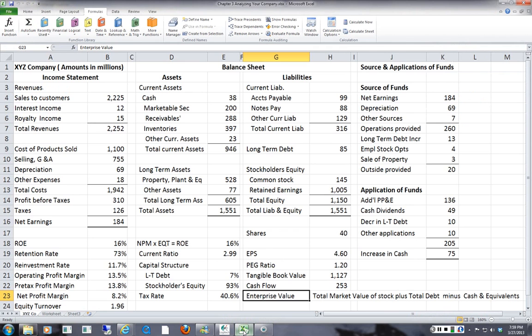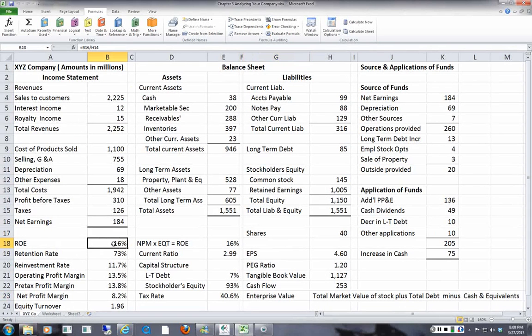As I told you in my previous video, I got a worksheet here that's got the XYZ company, the income statements, the balance sheet, assets, liabilities, and so forth, as well as the cash flow. They call it the source and application of funds, but it's really the same thing. Now what we're going to do here is look at the ratios that they talk about in Chapter 3, which I encourage you to look at to understand where these ratios come from.